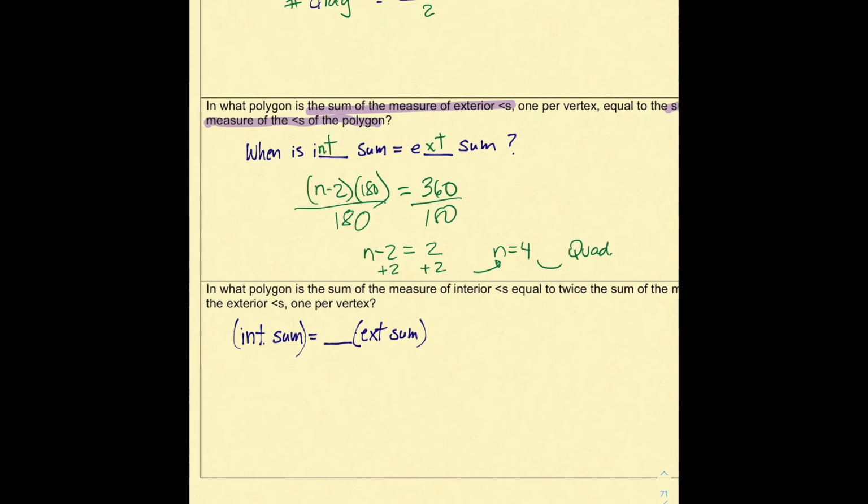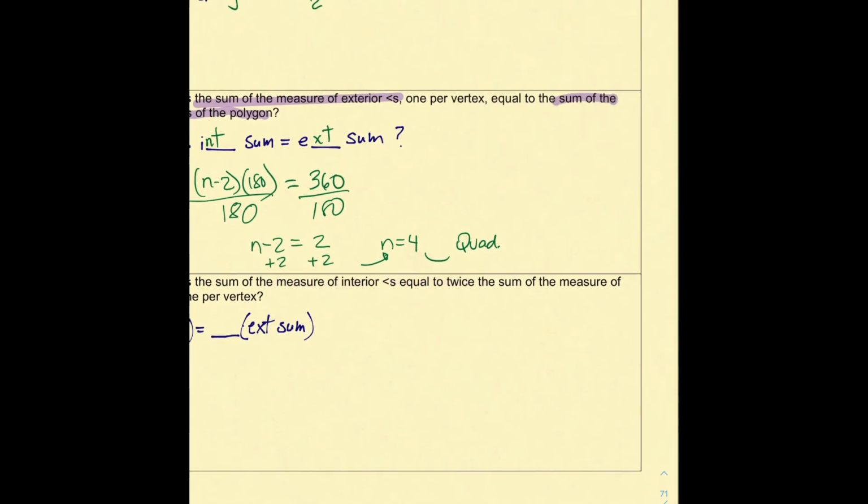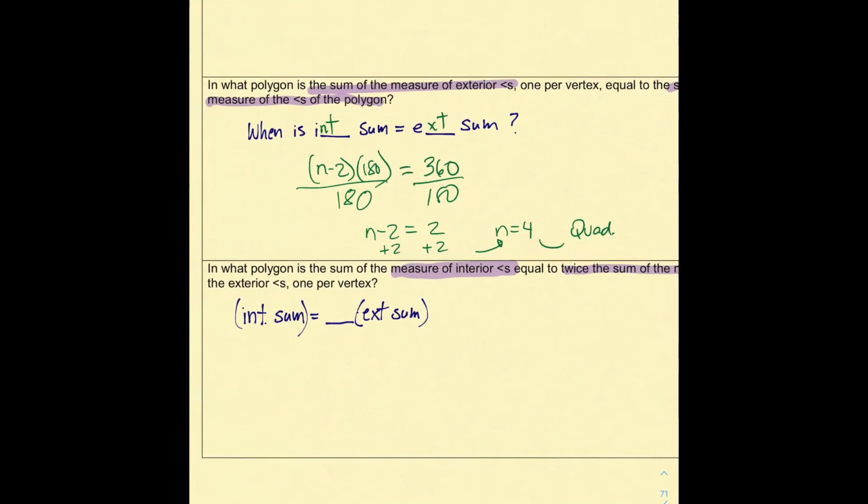All right. And then it says, in what polygon is the sum of the measures of the interior angles equal to twice the measure of the exterior angles? So again, n minus 2 times 180 equal to twice the exterior sum. Solve it again, you'll get an answer.